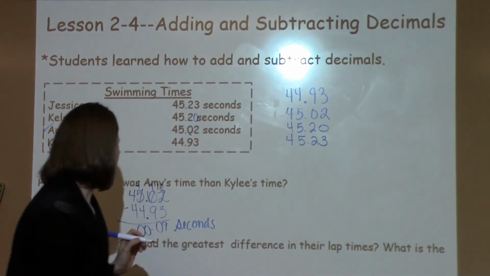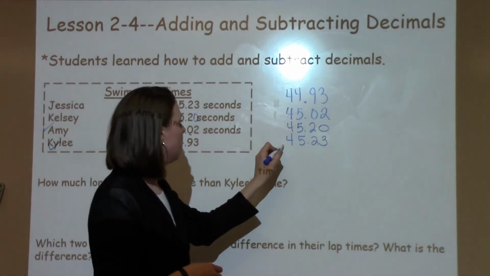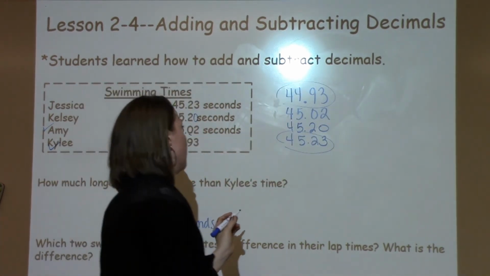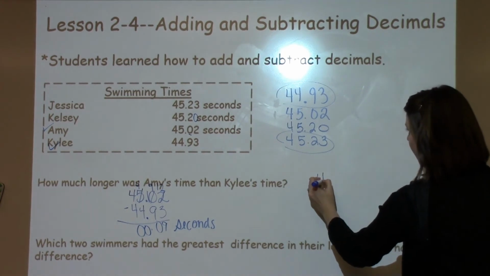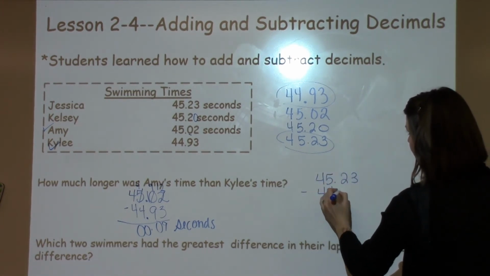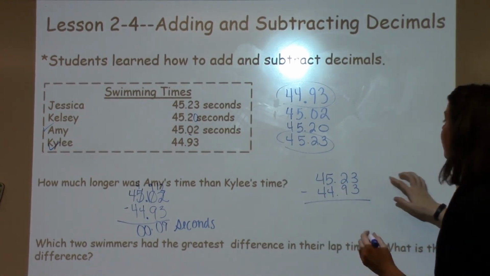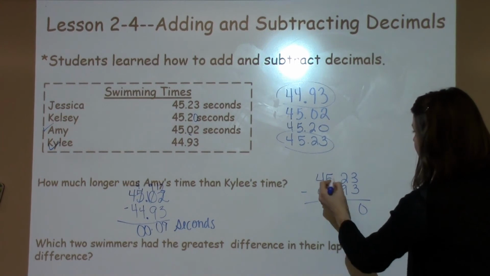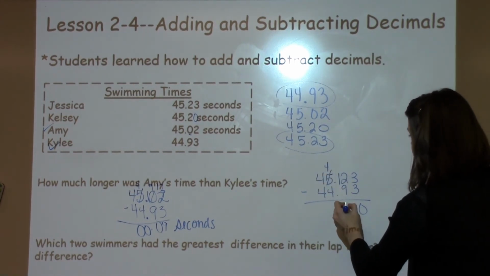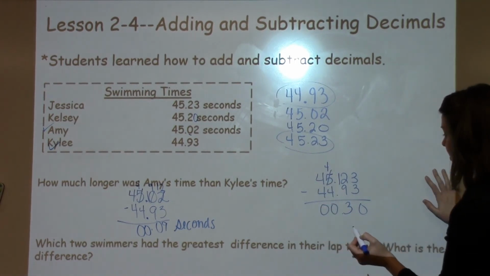Now I need to find the difference in those two scores. So I'm going to take the largest one and the smallest one. When I subtract those, I'm going to take 45 and 2300ths minus 44 and 9300ths. When I subtract, I've got 3 minus 3 is 0. 2 minus 9 I can't do, so I'm going to borrow. 12 minus 9 is 3. 4 minus 4 is 0, and 4 minus 4 is 0 again.